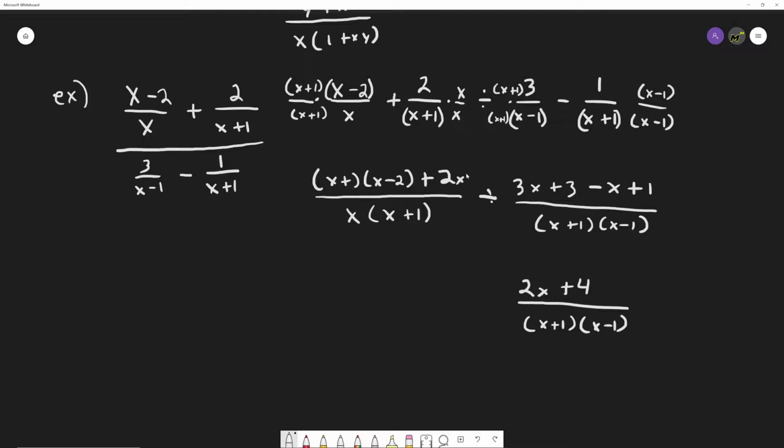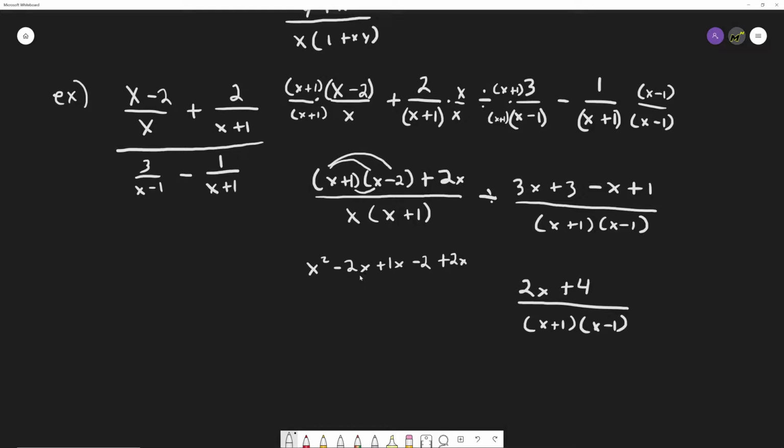Up here in the top left, there's not a lot I can do right now. Let's go ahead and multiply these together. So let's FOIL this. x times x would give you x squared. x times a negative 2 would give you negative 2x. I'm missing my number 1. There we go. And then 1 times x would give you a positive 1x. And 1 times a negative 2 is a negative 2. And then don't forget about this positive 2x right here. It's still a part of the problem.